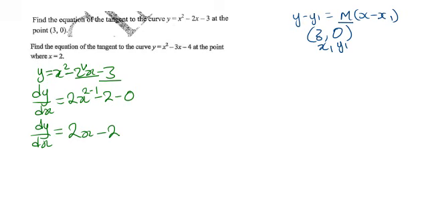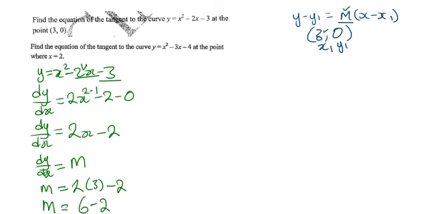Now you have to understand that dy over dx is equal to m, which is the one we are looking for. Therefore, our dy over dx is 2x minus 2. Now we have to find the value. Where there's x, we need to put the value of x, which is 3. So our m is equal to 2 multiplied by 3, it is 6 minus 2. Therefore, our m is equal to 4.